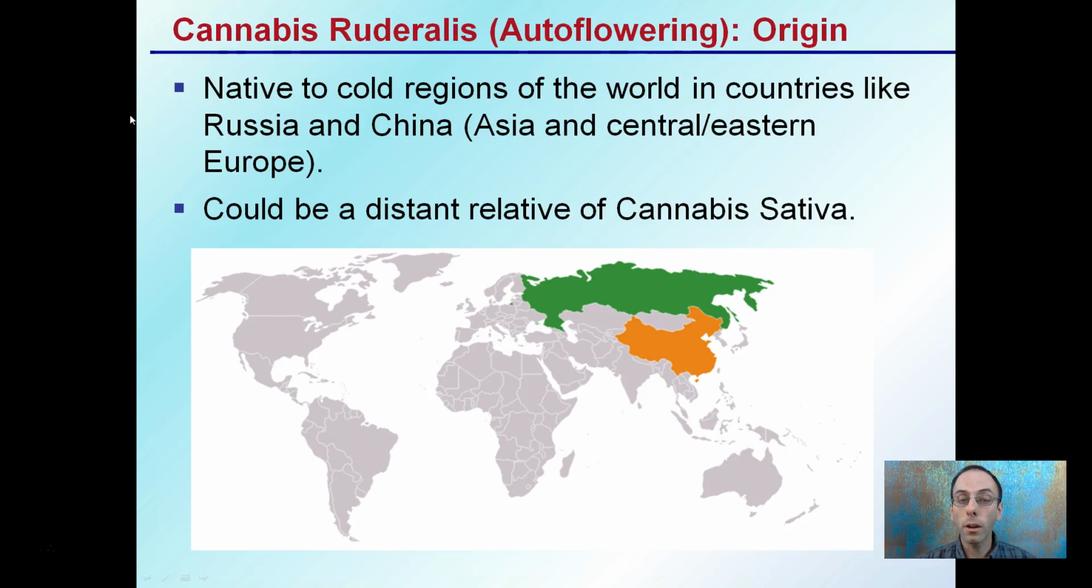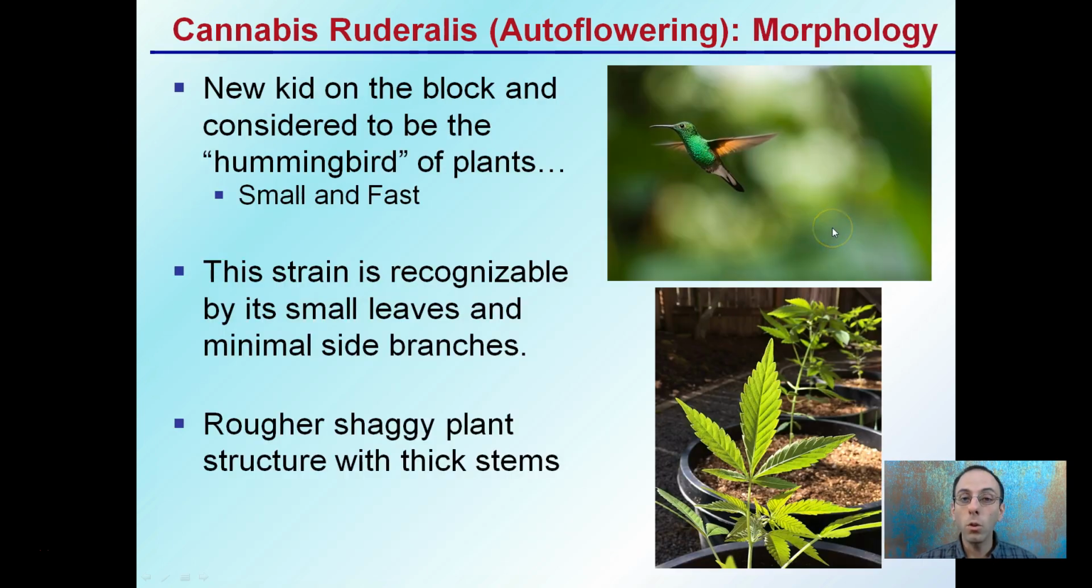Ruderalis is an auto-flowering cultivar of cannabis. Its origin is in cold regions of countries like Russia and China. And this could be a distant relative of sativa potentially, but because it's auto-flowering, it's its own classification. It's the new kid on the block.